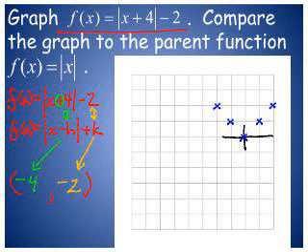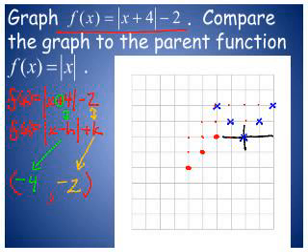So here's how I'm going to actually do this shifting. Again, I'm going to start at the vertex of my parent function, and I'm going to shift horizontally negative 4. 1, 2, 3, 4. Then I'm going to shift vertically negative 2. 1, 2. And there's my new vertex. Now, I need to take the other 4 points and do the same translations. So I'm going to shift the point at 1, 1, 4 units to the left, and 2 units down. I'm going to take the point at 2, 2, shift it negative 4 units horizontally, and negative 2 units vertically. And there's my new point.